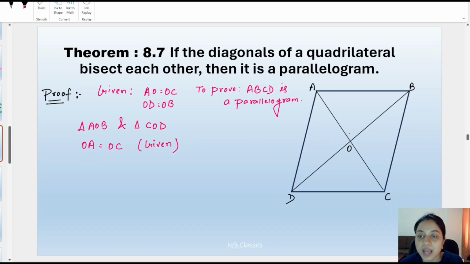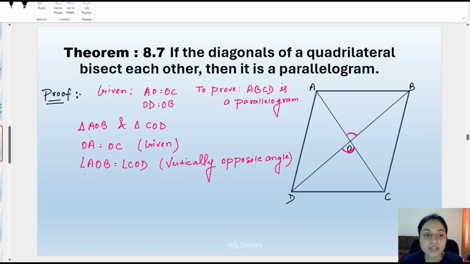We also know that angle AOB will be equal to angle COD. It's a pair of vertically opposite angles. So let's write it. Angle AOB must be equal to angle COD, vertically opposite angles. And we also know that OB must be equal to OD. That is also given in the theorem only.